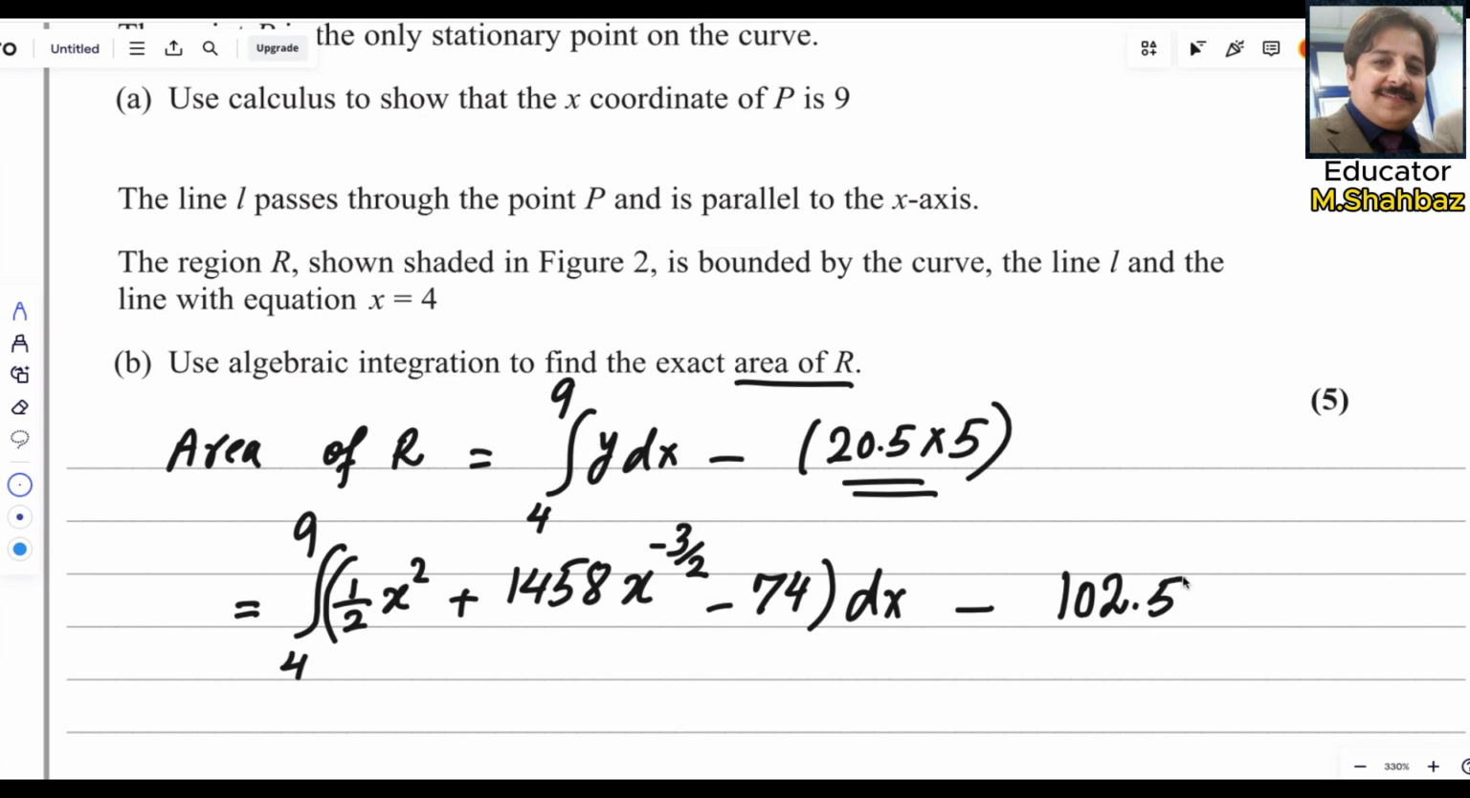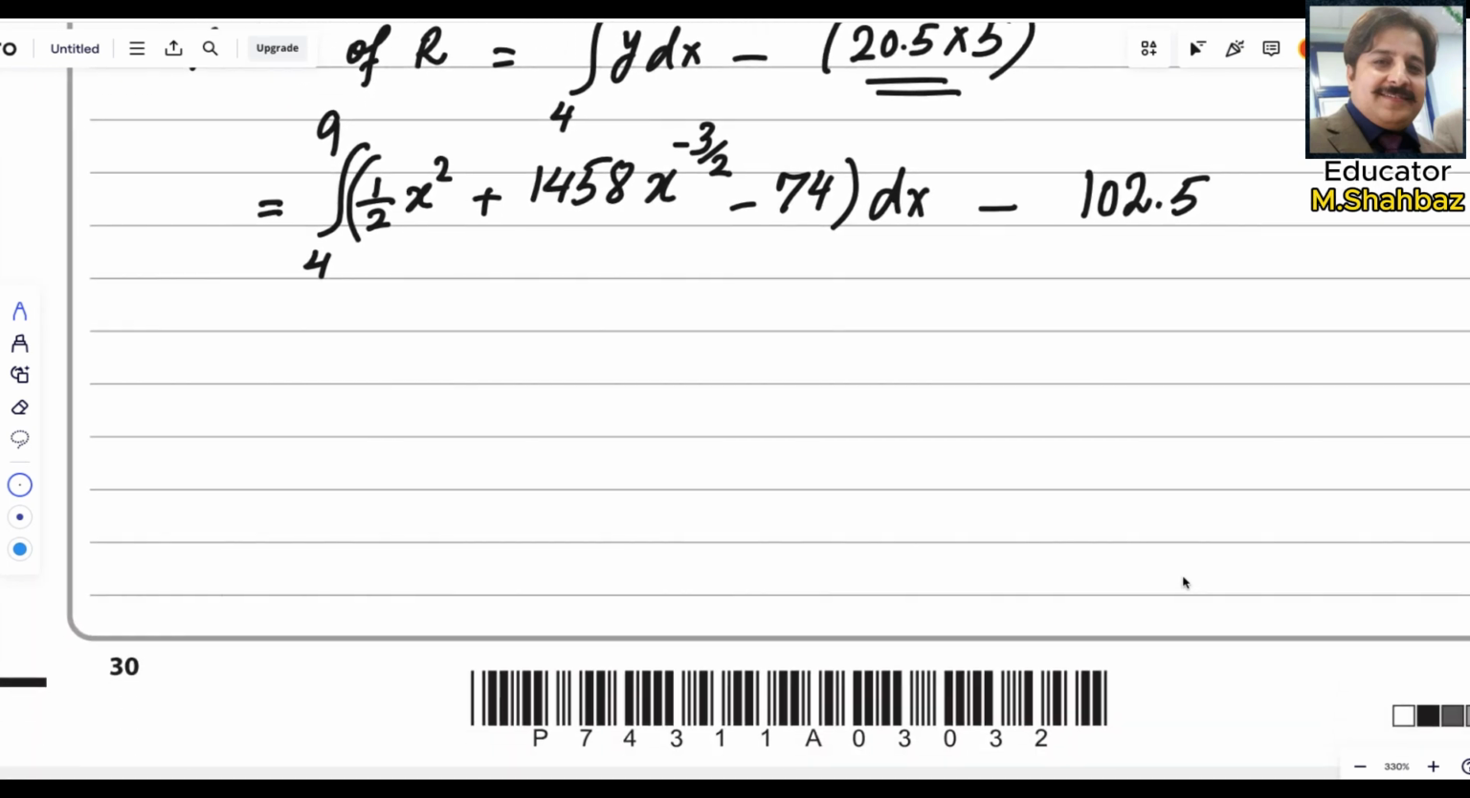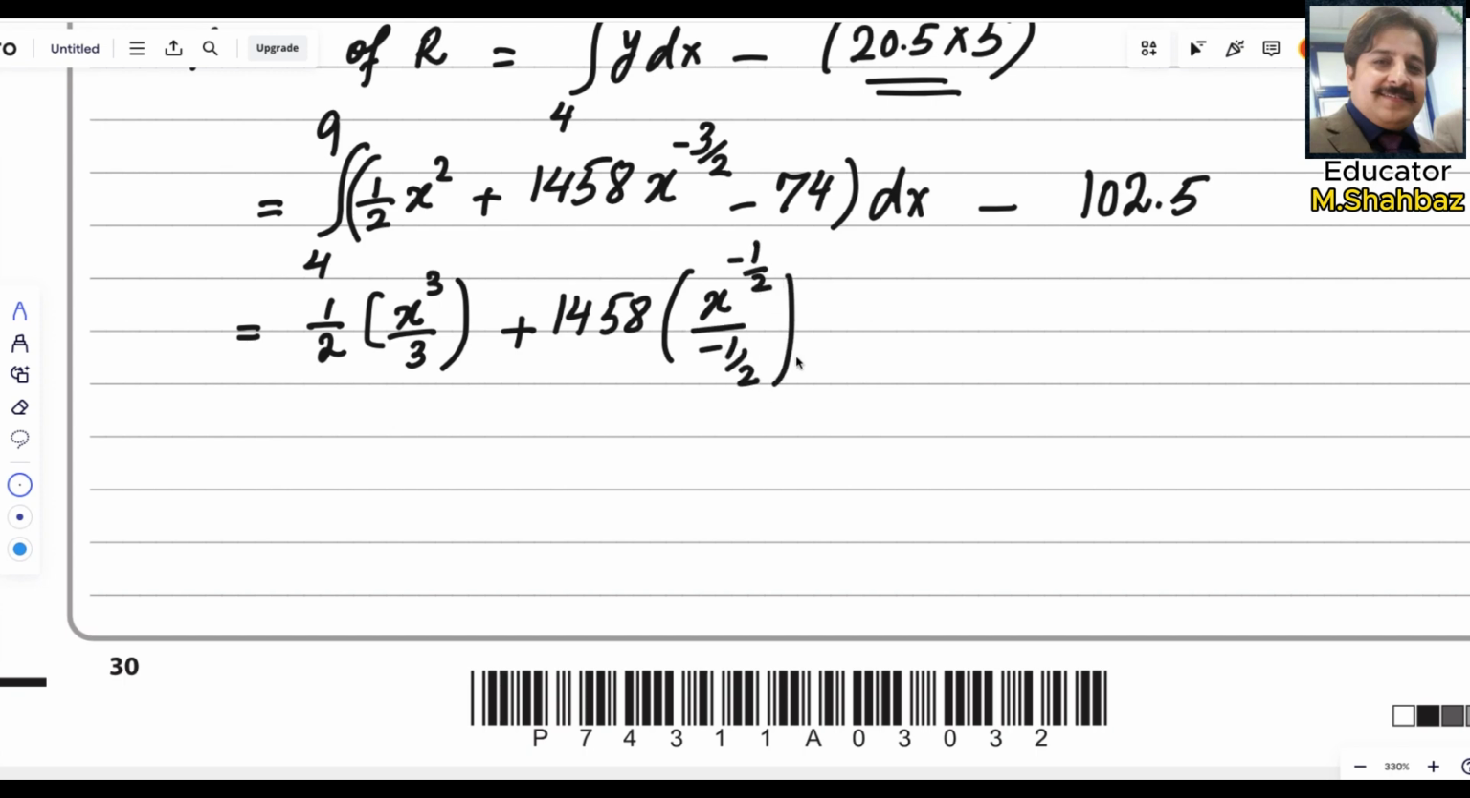Now we will integrate by using the power rule. What is the power rule? We increase the power of x by 1. So keep 1/2 as is, outside of the bracket. Make sure it is outside of the bracket. Then write x cubed over 3, and later we will multiply 2 by 3 to get the simplified form. Then plus 1458, keep it outside of the bracket, and increase the power by 1. Minus 3/2 plus 1 is minus 1/2, and divide by the same number. And the integration of 74 is 74x.